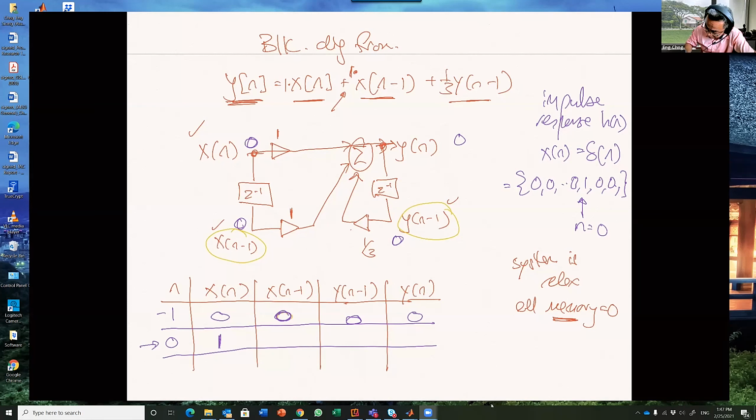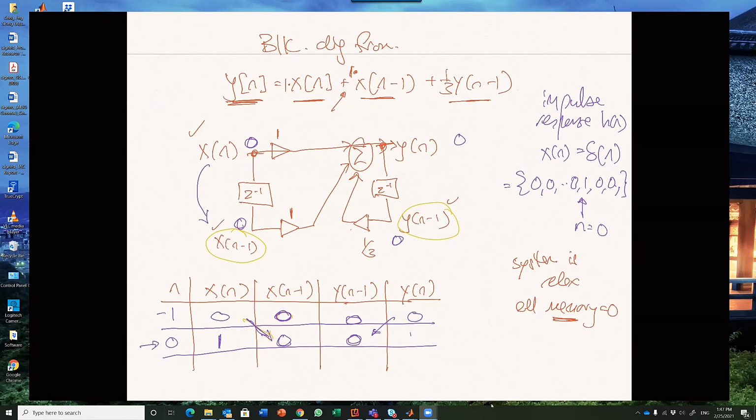What about x of n minus 1? In fact, it came from here, right? Can you see? I draw the arrow for you. X of n will flow into x of n minus 1 when time increases. So this 0 goes to this 0. What about y of n minus 1? Is this 0 flowing to this 0? So the output is 1.